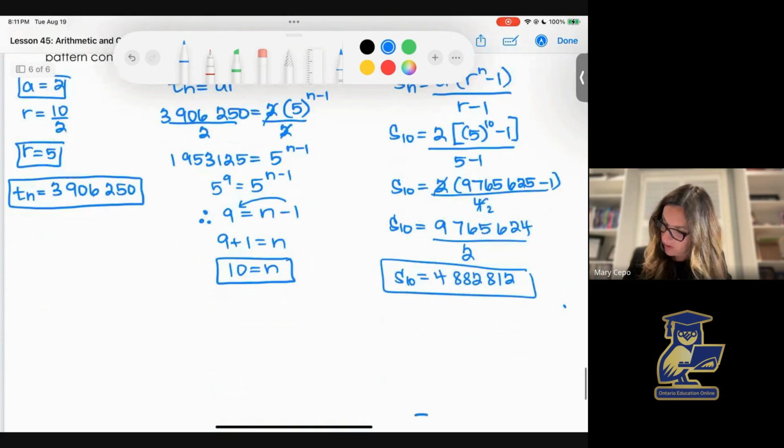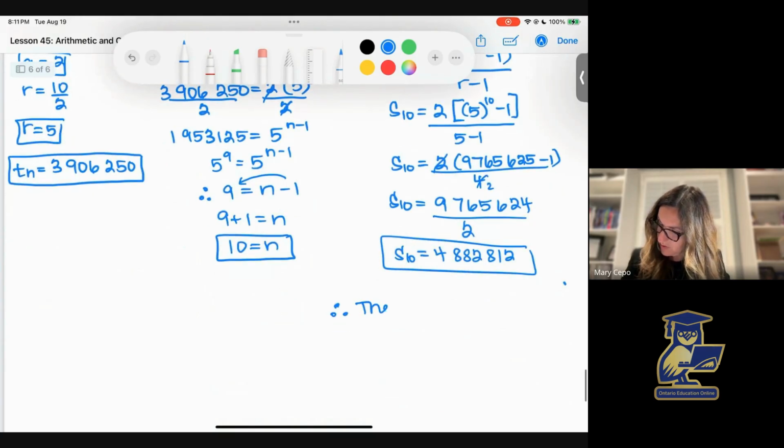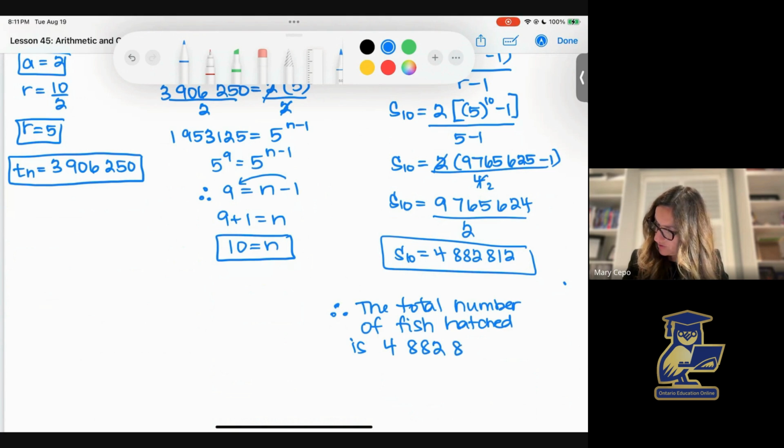Okay, so the total, therefore, the total number of fish hatched is 4,882,812 fish.